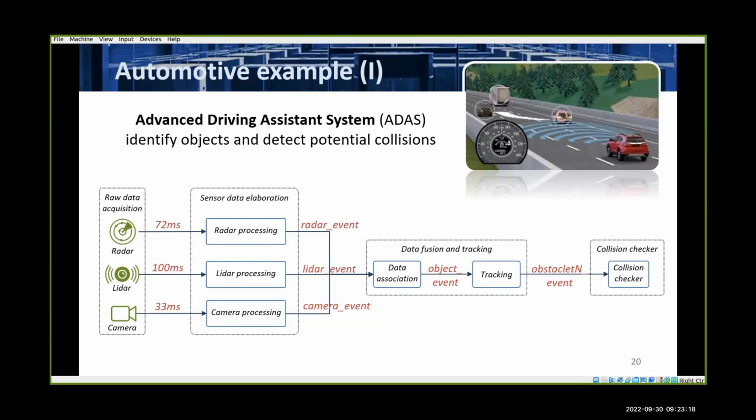After acquiring data from the sensors, we have different tasks that process this data, one for each sensor. Then we have another task that associates all the data from the different sensors. And after that, a tracking computation decides the direction of the objects. And after that, a collision module decides whether the objects will be colliding with the car or not.